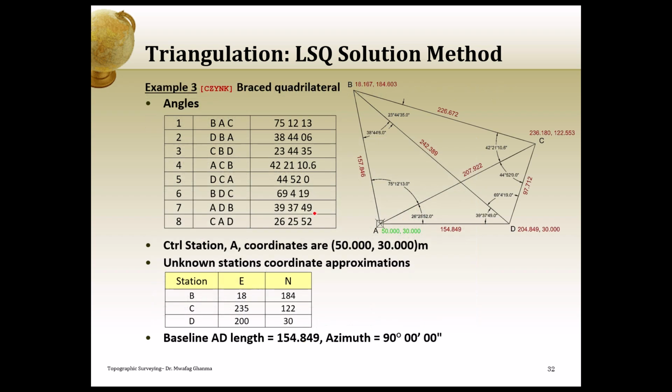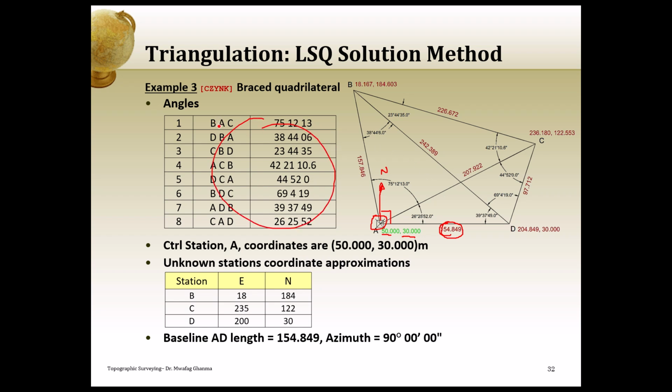So this is another example, about a braced quadrilateral. The braced quadrilateral in our example has four sides, because it is a quadrilateral, so four stations. One station is the control station, and these are the coordinates of that station. The baseline that we want to measure is 154, this is the length, and the azimuth of this line is 90 degrees. So this is the north, and this is 90 degrees, which is the azimuth of the line AD.